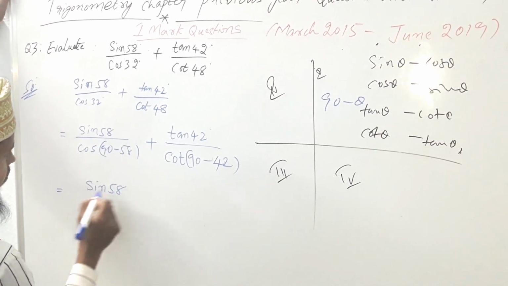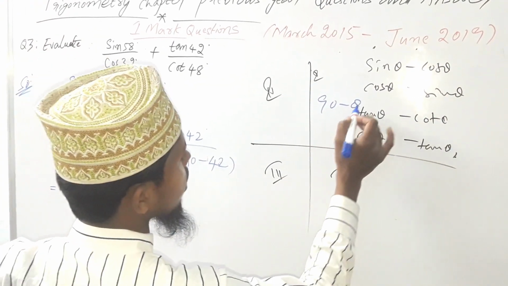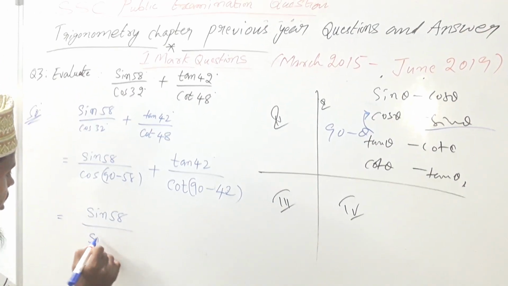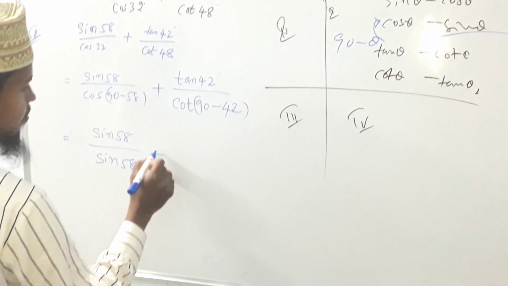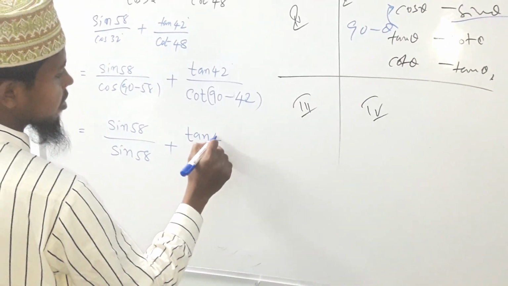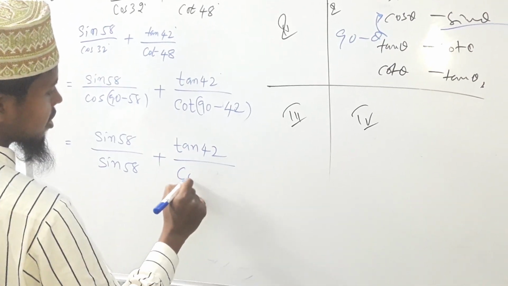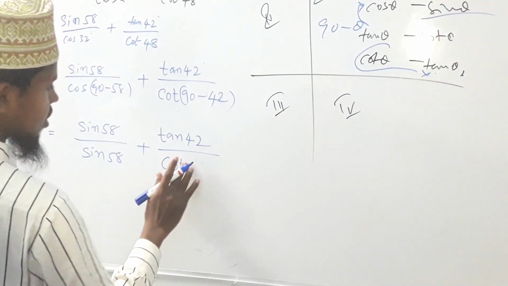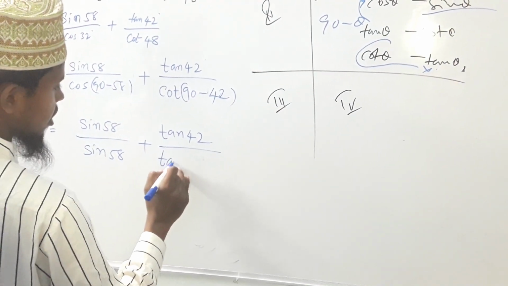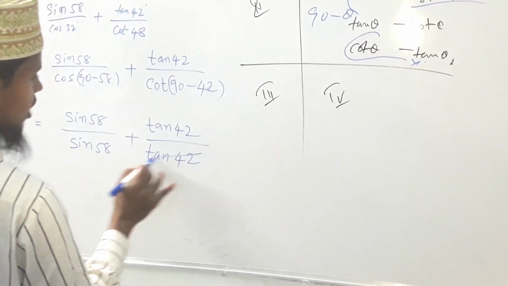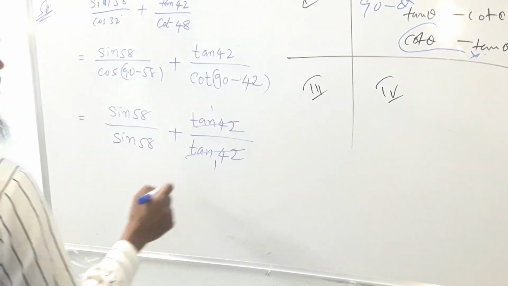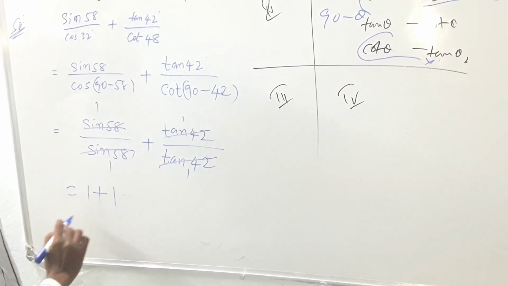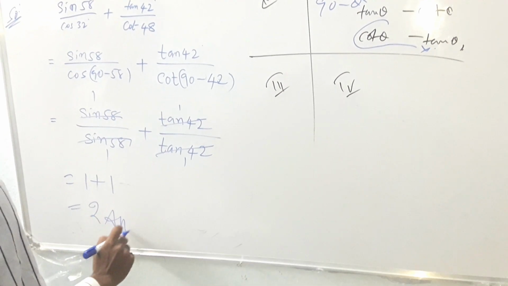Sin 58 by cos 90 minus theta. Cos 90 minus theta is sin theta. Sin 58 by sin 58, plus tan 42 by cot 90 minus theta. Cot 90 minus theta is tan theta. So here tan 42 by tan 42. Cancel sin 58 and tan 42. 1, 1, 1, 1. That is 1 plus 1 is equal to 2. Answer.